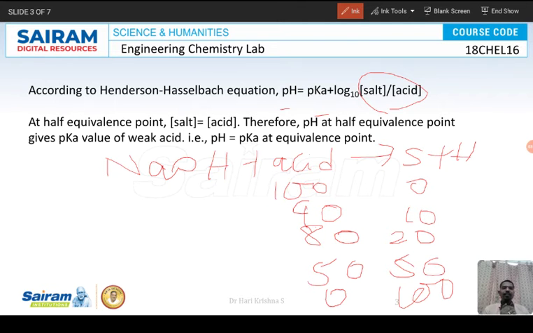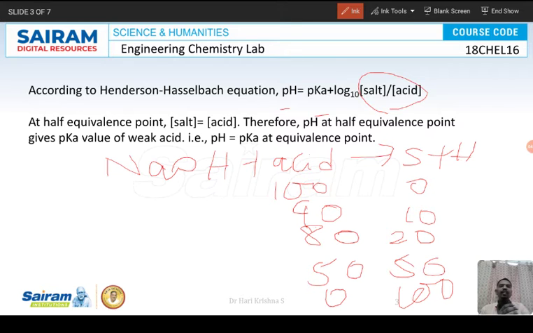When the reaction is half complete, pH is equal to pKa. That is the half equivalence point. So first we are supposed to determine the equivalence point, then determine the half equivalence point, and later we are going to determine the pK of the given weak acid. So pH is equal to pKa plus log of concentration of salt by concentration of acid.